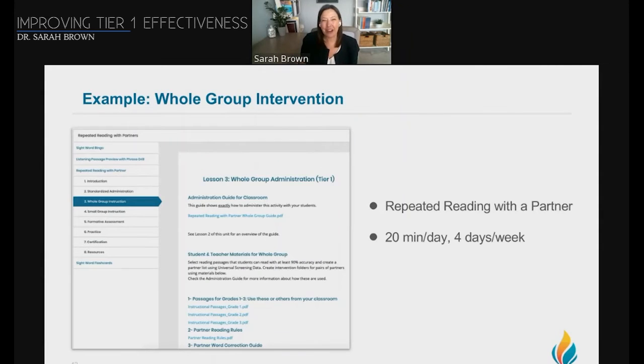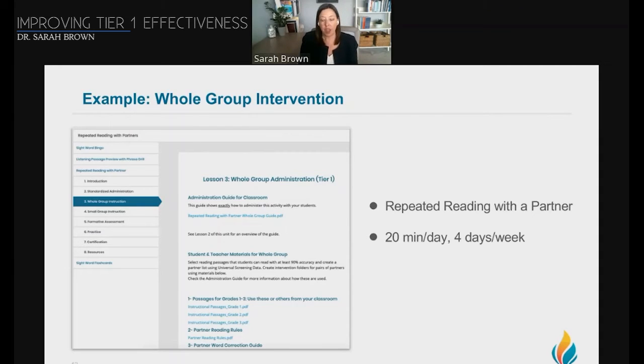So let's talk about an example of whole group intervention. Here's an example of a whole group intervention within FastBridge. It's repeated reading with a partner. Within FastBridge, it provides the teacher materials, the student materials, as well as the instruction that is provided, and it's designed to be 20 minutes a day, 4 days a week.